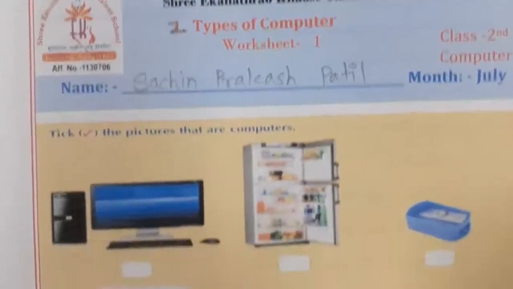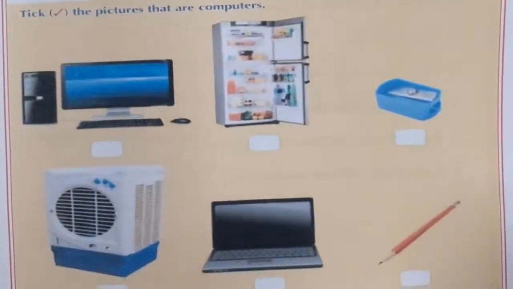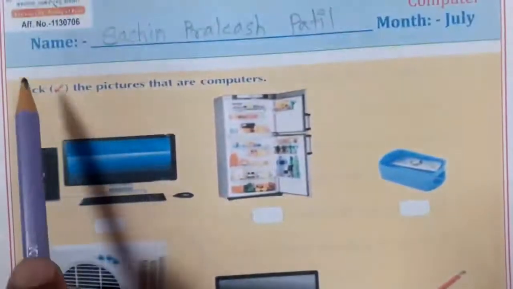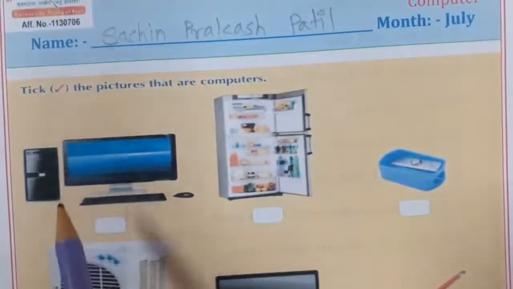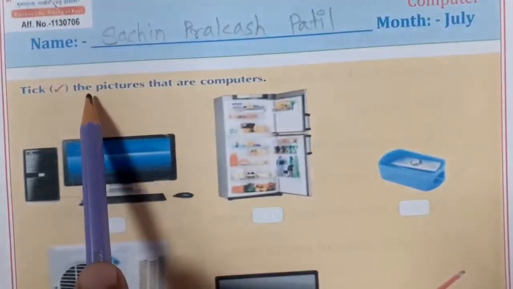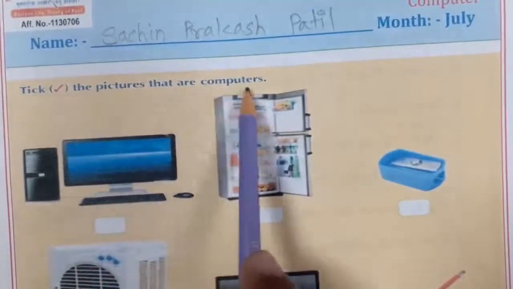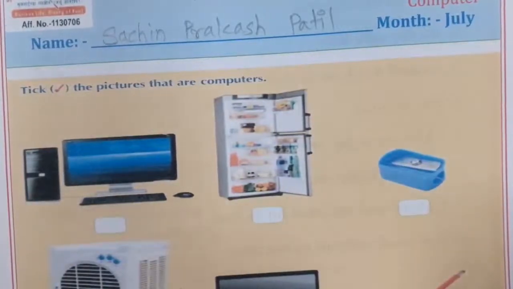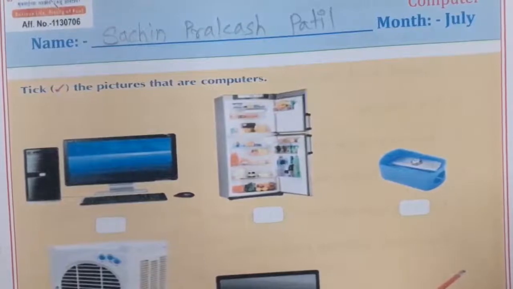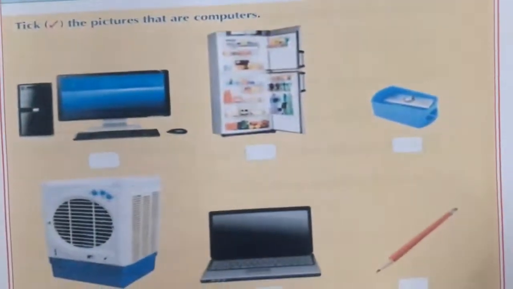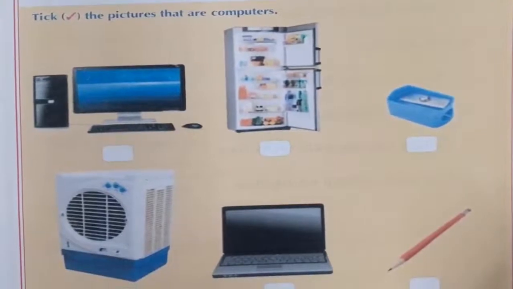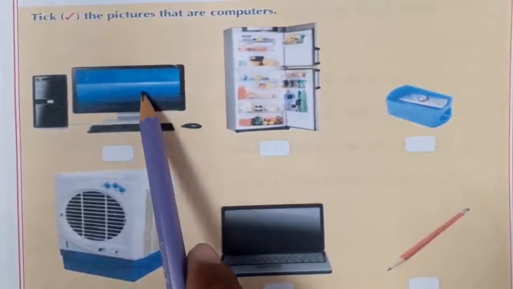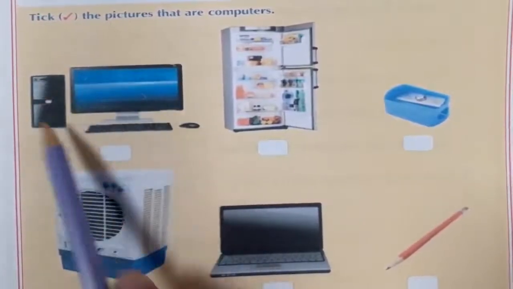Understand? See. Now this is the picture. What you have to do here? Tick. Means you have to just tick. Where you have to tick? The pictures that are computers. Here are some pictures that we have seen here. So in this picture, which picture is a computer? This picture is a computer? Yes, this picture is a computer.